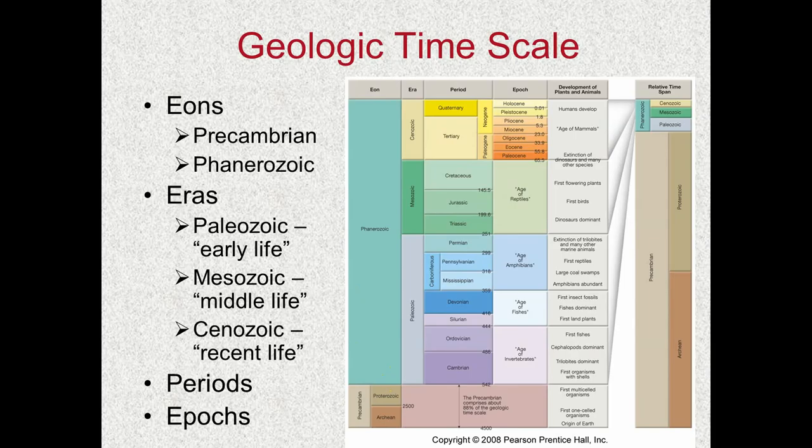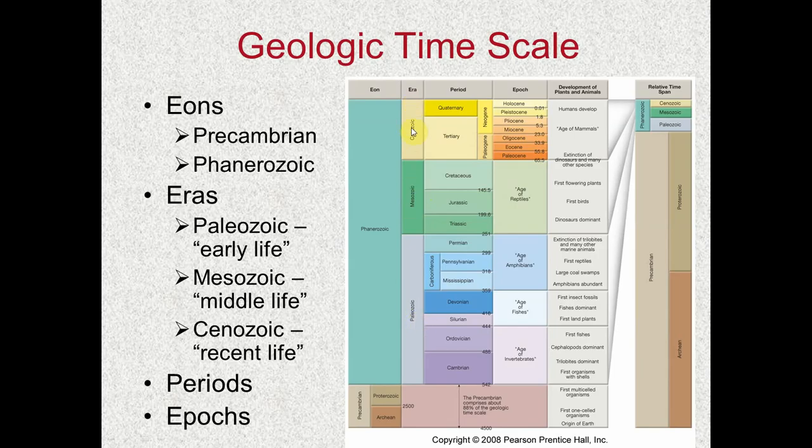Now, the Phanerozoic eon, let's go back here. The Phanerozoic eon is broken into 3 eras. That's our next division. The Paleozoic, which means early life, the Mesozoic, which means middle life, and the Cenozoic, which means recent life. Here's where we are right here, guys. At present, we're right here, the very, very top of the geologic timescale.